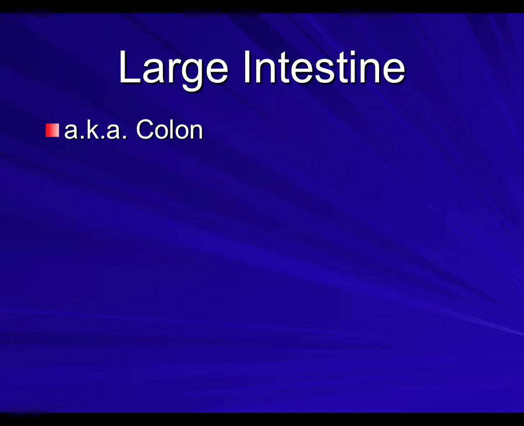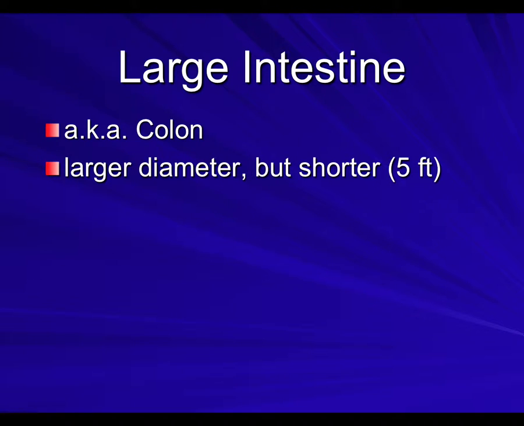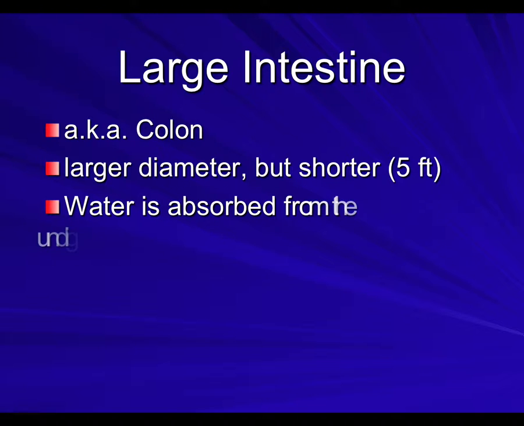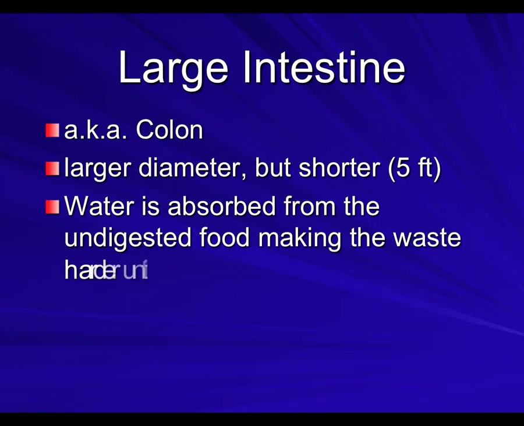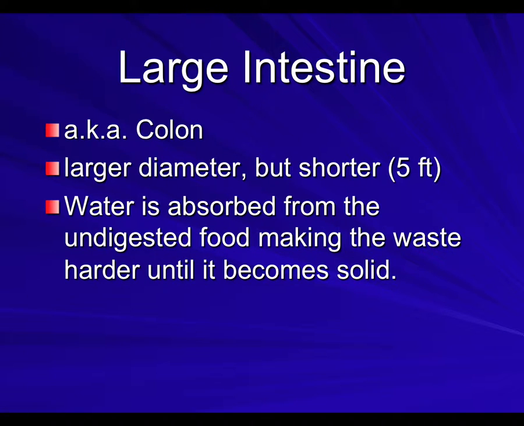Then we get to the large intestine. We're moving down the digestive tract here. It's also known as the colon. It's a larger diameter, but it is shorter. It's only 5 feet as opposed to the small intestine being 20 feet long. But it's called the large intestine because of that large diameter. And this is where water absorption occurs from the undigested food, making the waste harder until it becomes solid.